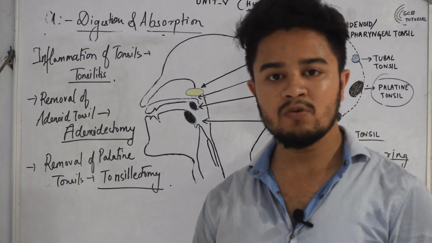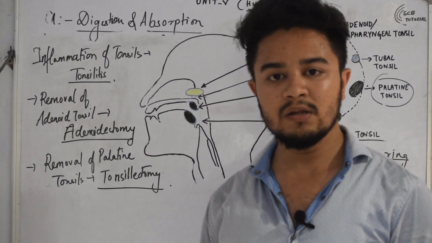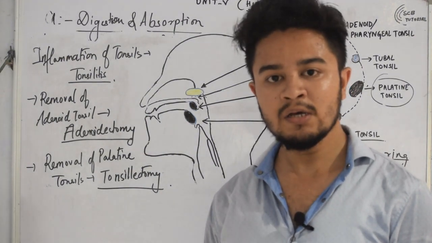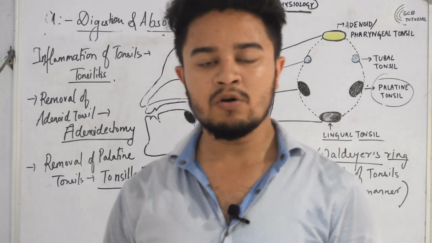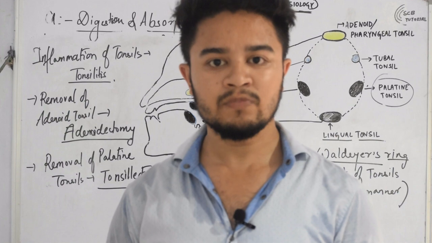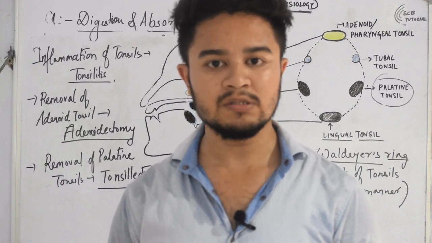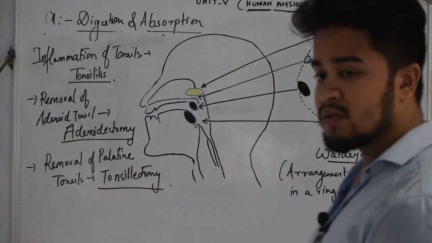So we have discussed the tonsils, the locations of tonsils, and also what happens if there is infection of the tonsils. Tonsils are very much required, but one or two tonsils can be removed also. Tonsils are required because they resist the entry of pathogens, or check the entry of pathogens.